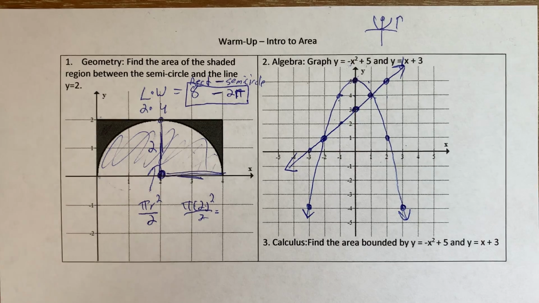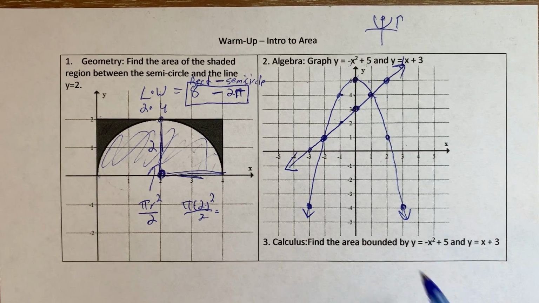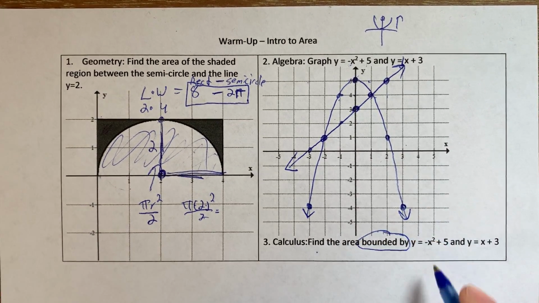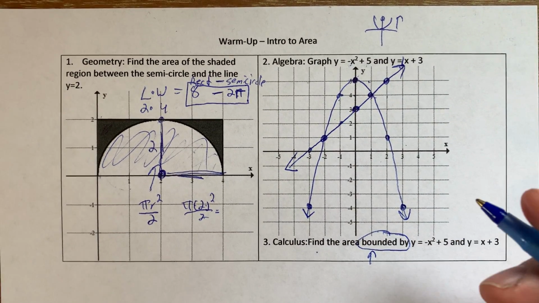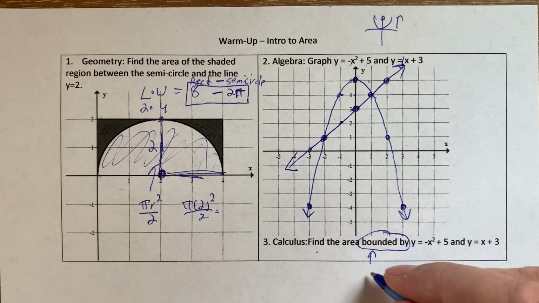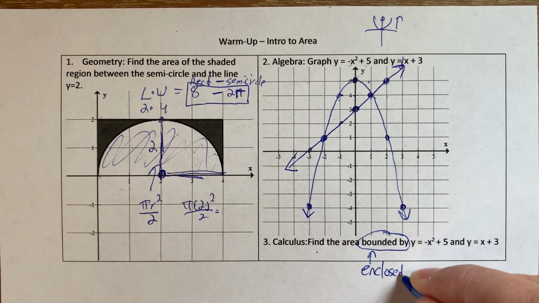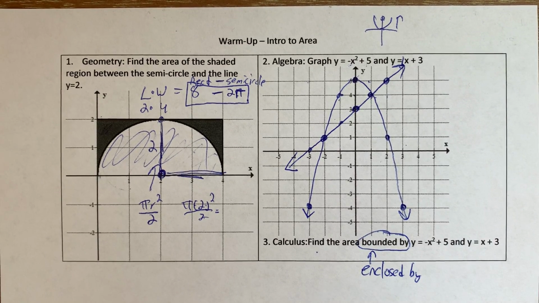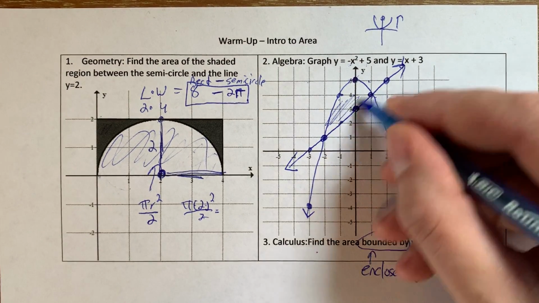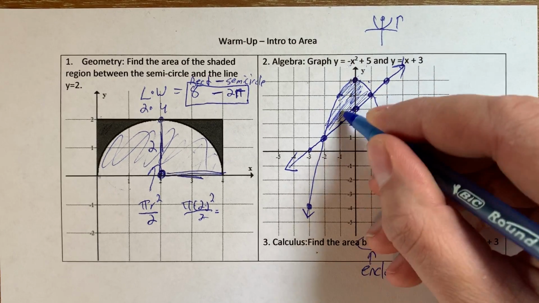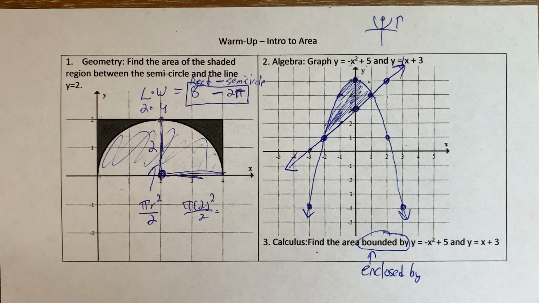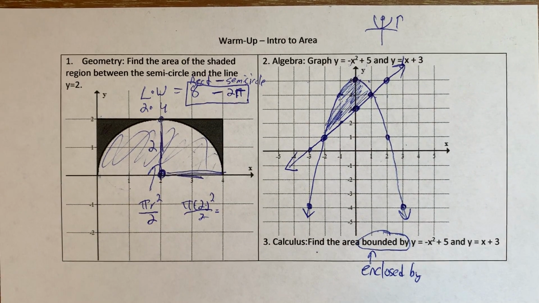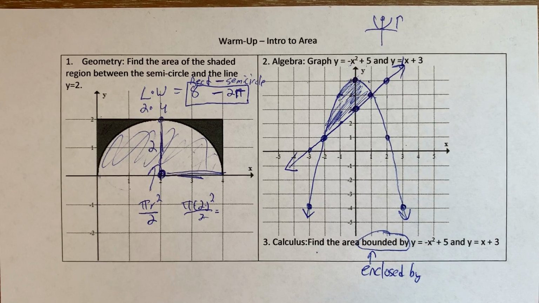So now the question is, what is the area bounded by these two graphs? And bounded by means these form the boundary of it. Enclosed by would also be a similar phrasing. I hope we can see this is the area that is bounded by them. These make a boundary that completely encloses this area. Now, how on earth could we get this area? Think about it for a second.